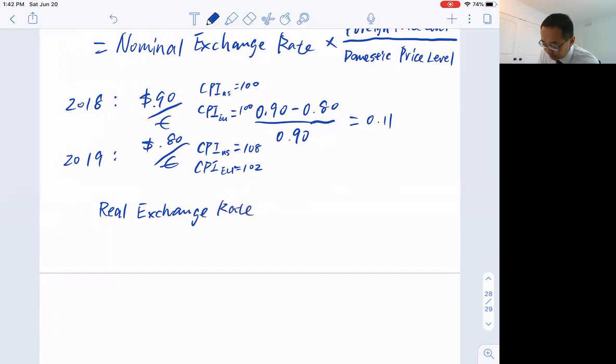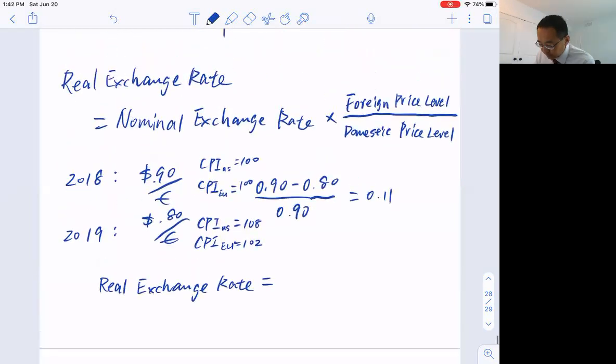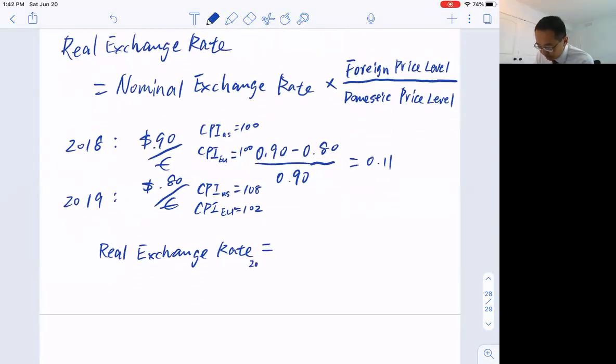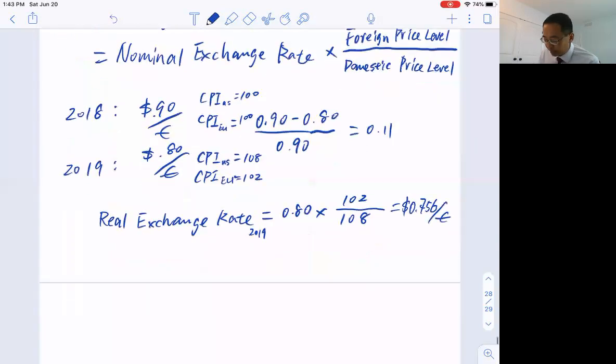according to our formula there, is your nominal exchange rate in 2019. So this is 2019, right? So 0.8 dollars per euro times the price level of foreign, 102, divided by the domestic price of 108, that will give you roughly 75.6 cents per euro. So that's your real exchange rate.